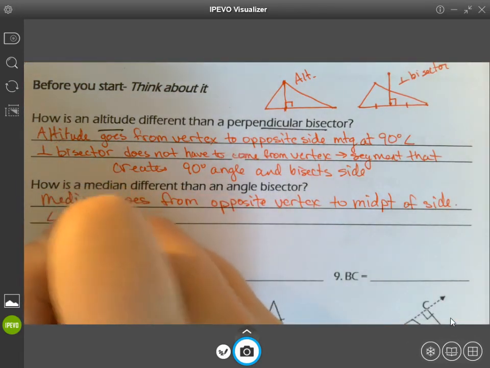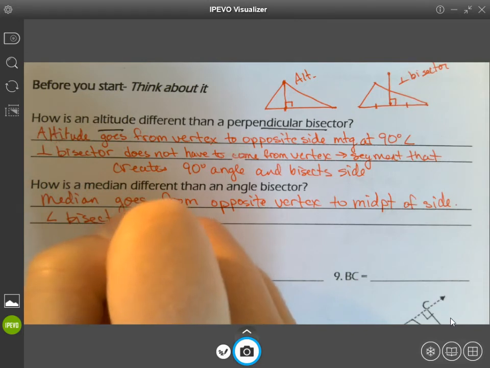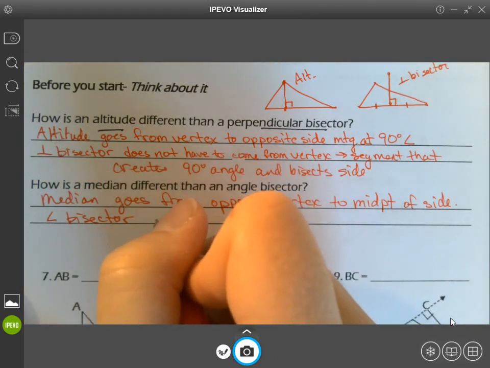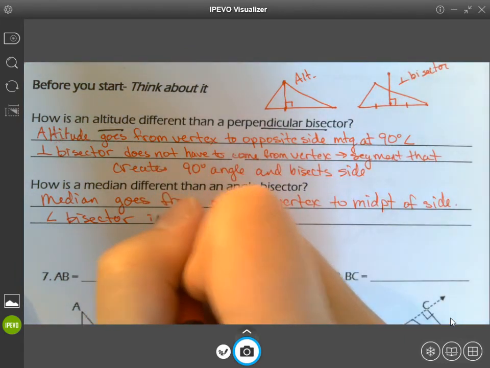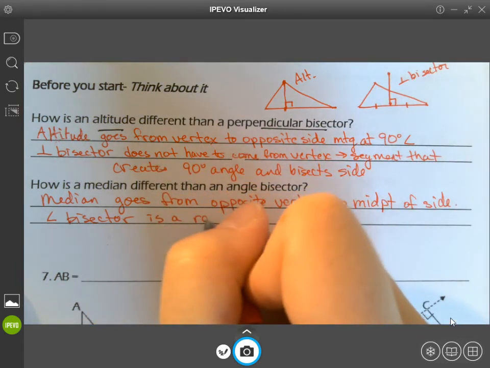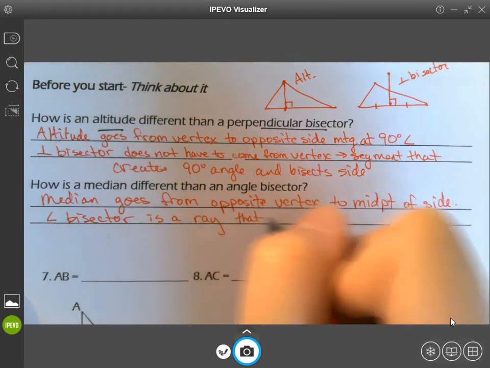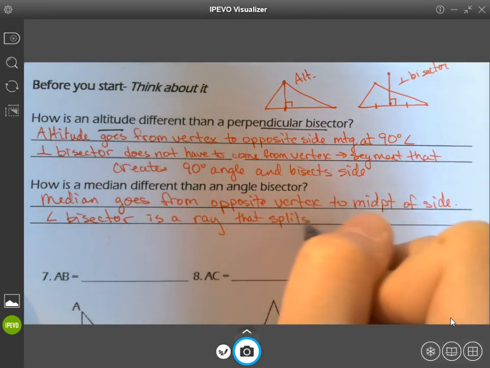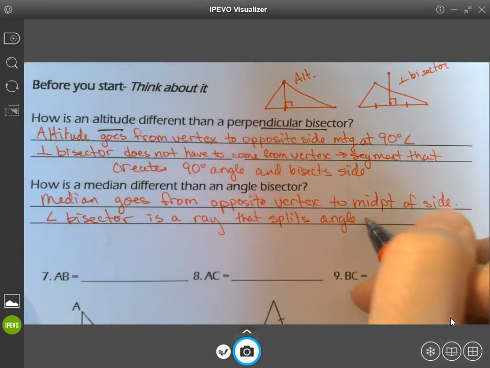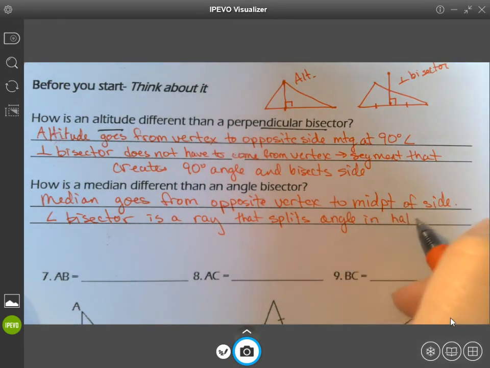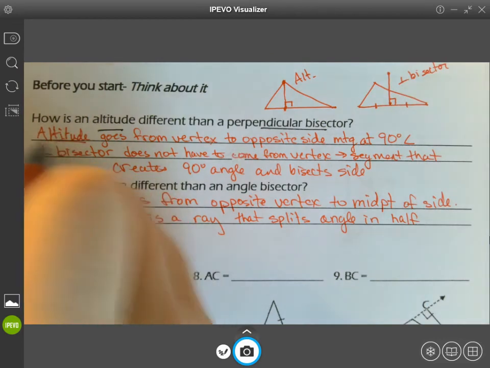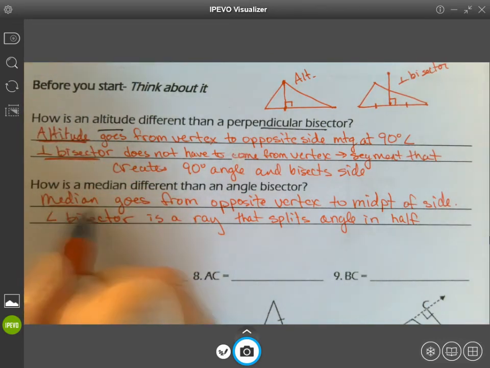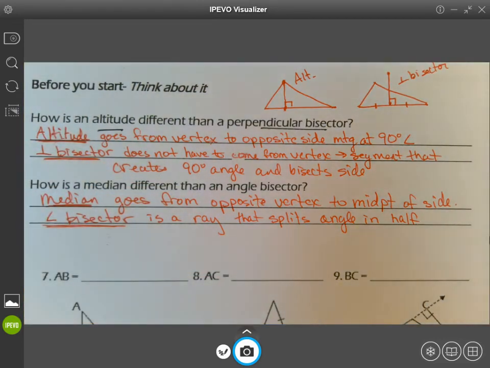An angle bisector starts at the vertex, but an angle bisector is often a ray that splits angle in half. So you have two congruent angles. So I know those aren't the most official, but it would be a lot of writing, so I try to sort of put it in our words. So we focused on altitude, angle bisector, median, angle bisector.